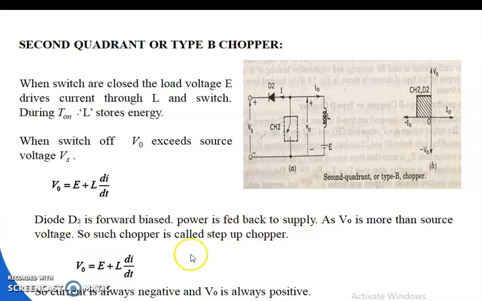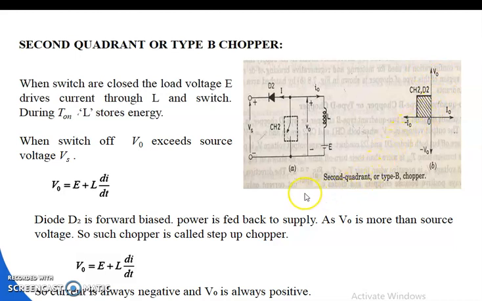As V0 is more than the source voltage, the chopper is said to operate in step up mode. As here the load voltage is more than the source voltage, that's why the chopper is said to operate in step up mode. So V0 is equal to E plus L di by dt. The current is always negative and the voltage V0 is always positive. As the current is negative and the voltage is positive, the operation of both CS2 and D2 is shown in the second quadrant of the VI characteristic. In that case, the load voltage V0 will be positive and the load current I0 will be negative.